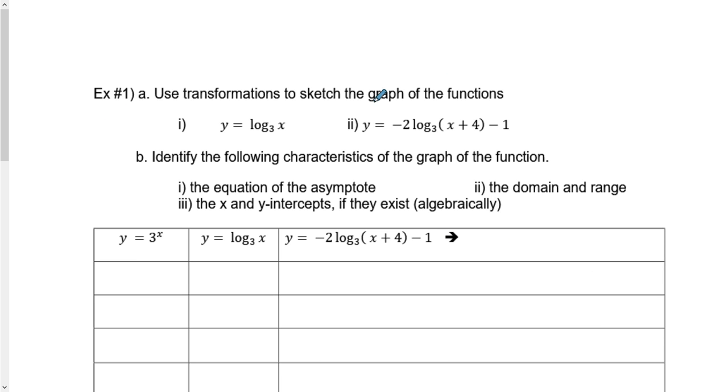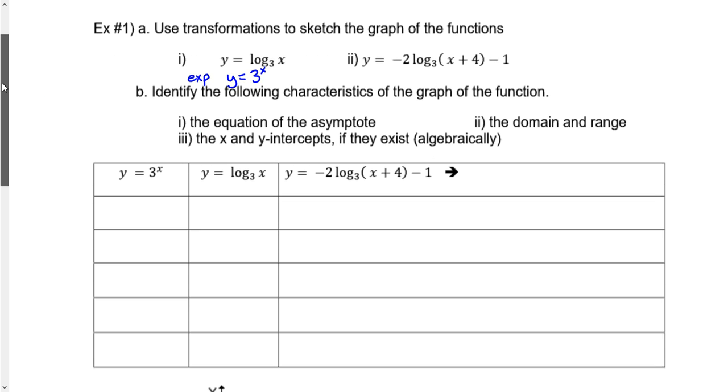We're going to use transformations to sketch the graph of y equals log base 3 of x and y equals -2 log base 3 of x plus 4 minus 1. Identify the following characteristics. So long story short, this is our logarithm. The exponential will be y equals 3 to the power of x. It's just taking that base 3 to the power of x. Getting these points is really easy.